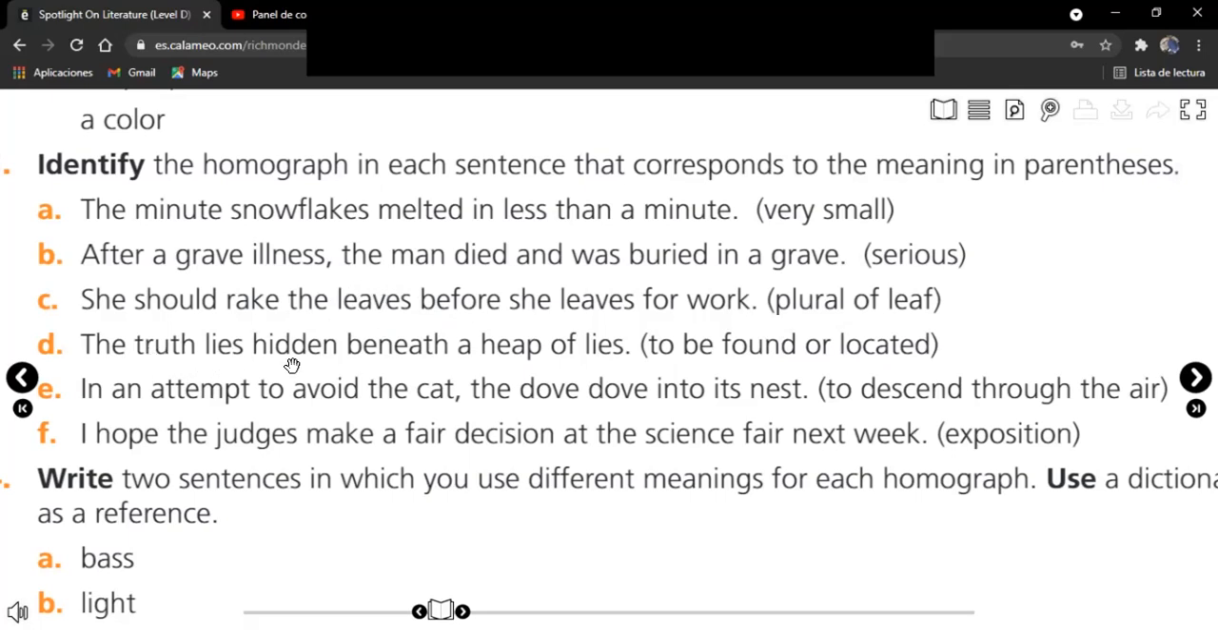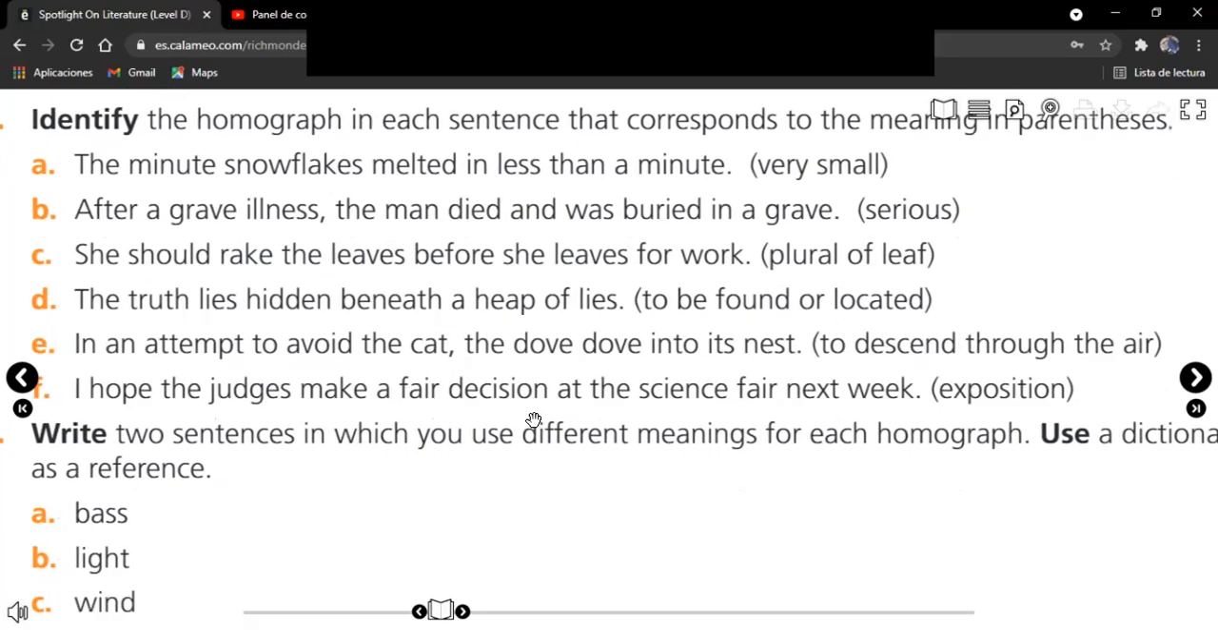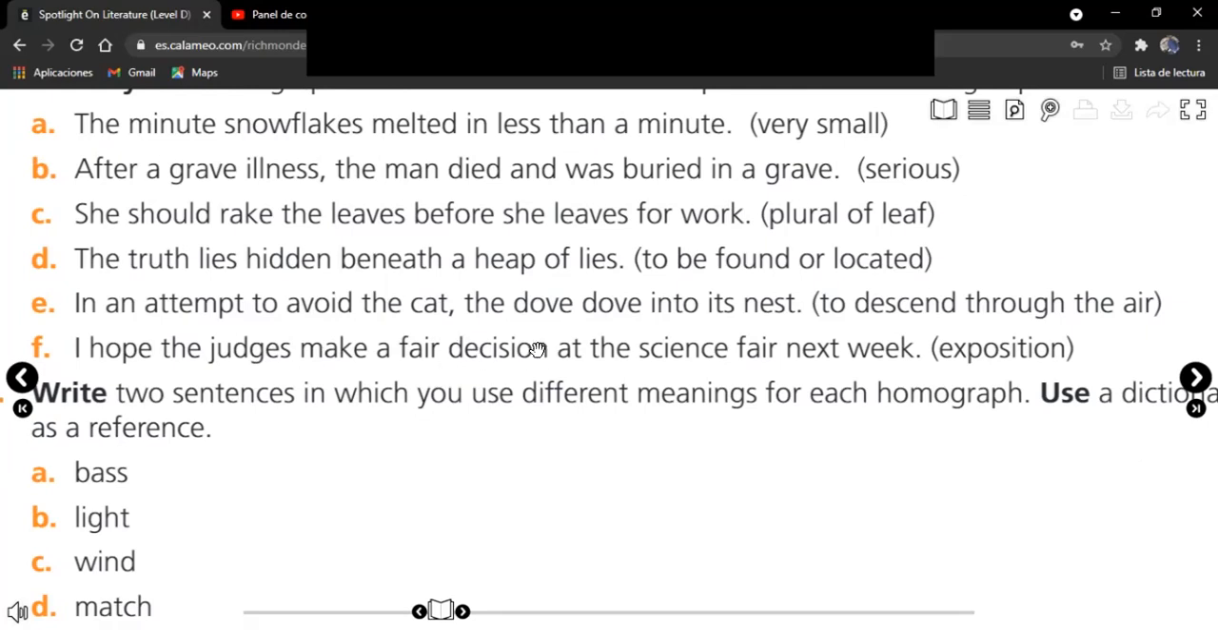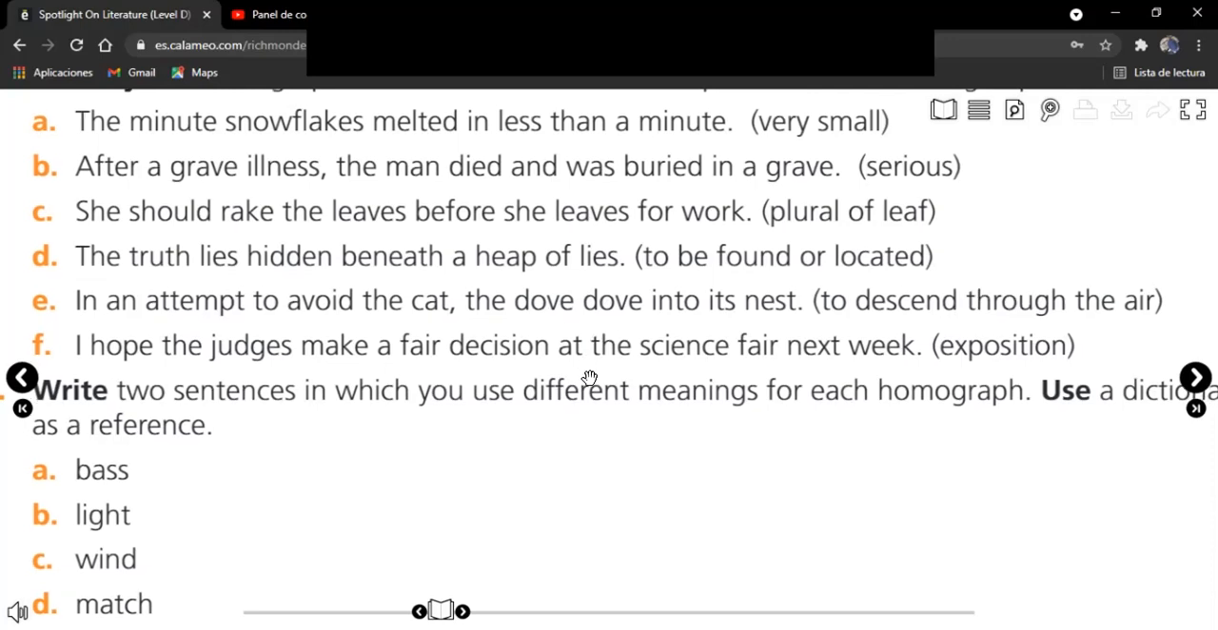The truth lies hidden beneath a heap of lies. To be found or located. The truth lies, it means can be found beneath a heap of lies. In an attempt to avoid the cat, the dove dove into its nest. So the dove that you have to find here is to descend through the air. To descend through the air is this one. This dove right here is the bird, the bird that is called dove.